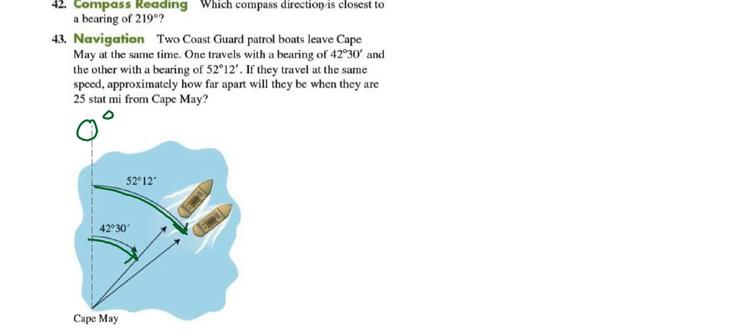If they travel at the same speed, approximately how far apart will they be when they are 25 statute miles from Cape May? So, in other words, if you think about this like a right triangle, these would be the hypotenuses, or more technically correct, hypotenuae.